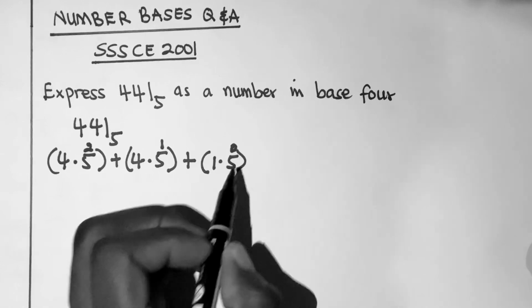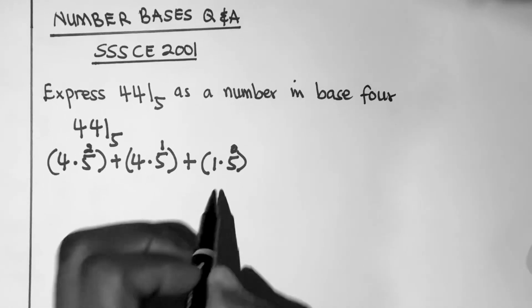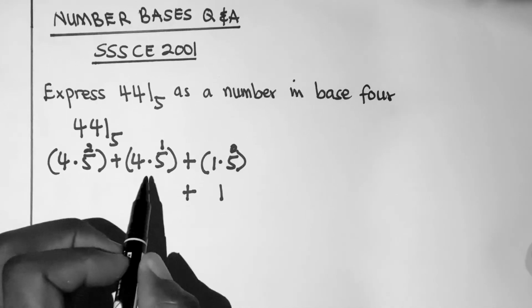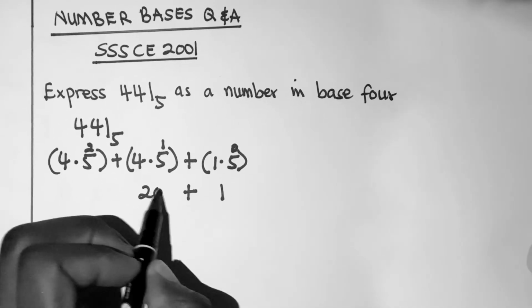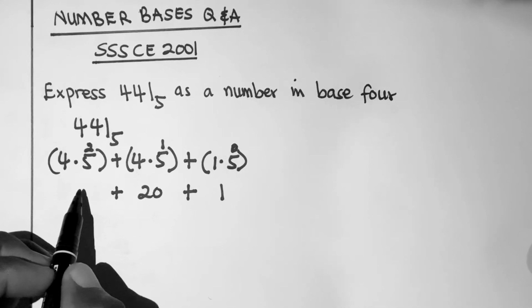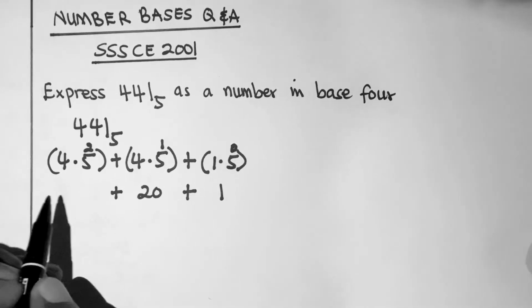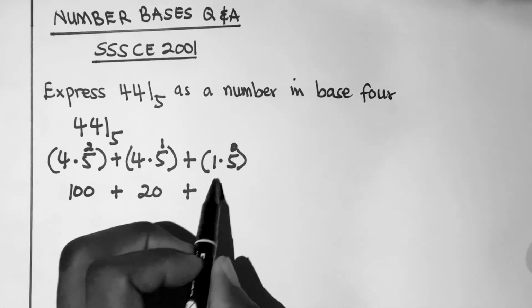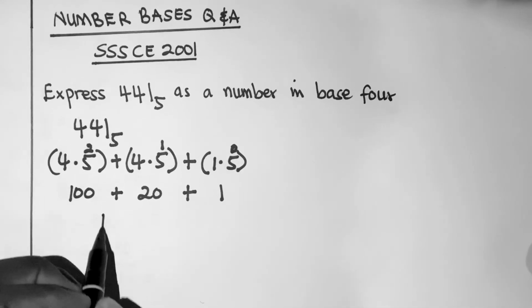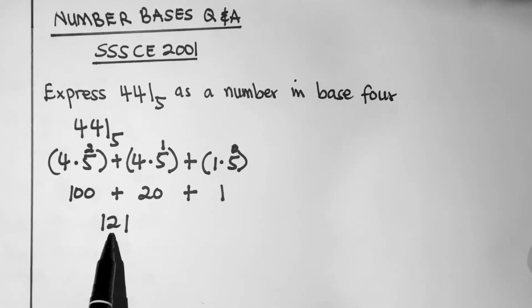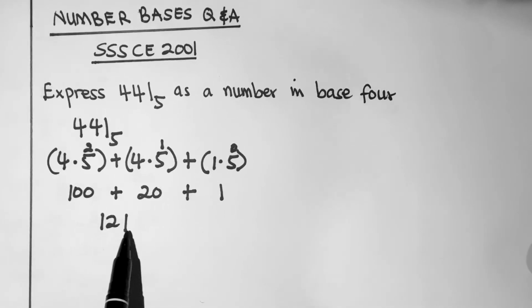You see that 5 exponent 0 is 1, 1 times 1 is 1, and plus 5 exponent 1 is 5. 5 times 4 is 20, then plus 5 exponent 2 is 25. 25 times 4 is 100. So 100 plus 20 plus 1 will give us 121. So 441 in base 5 equals 121 in base 10.